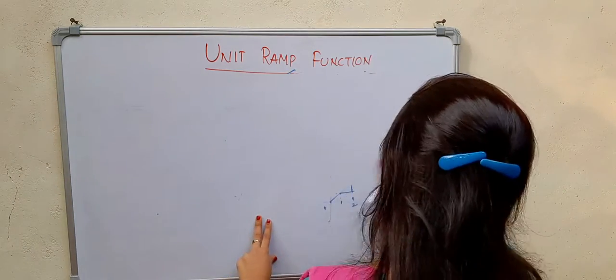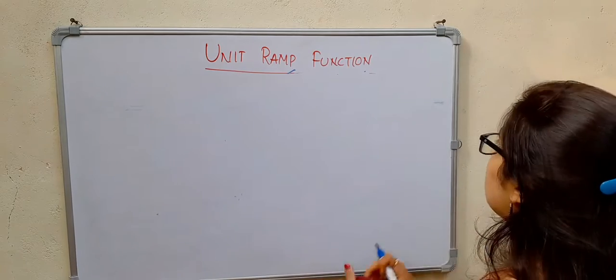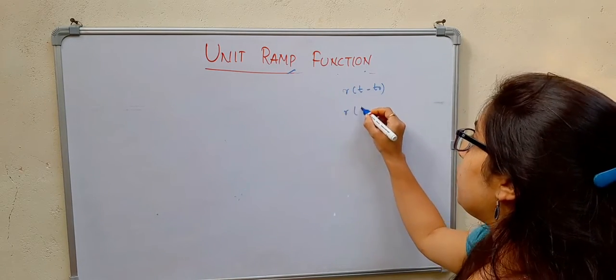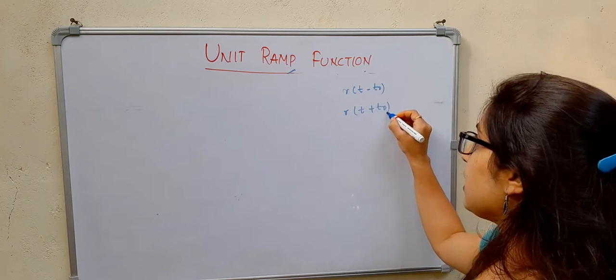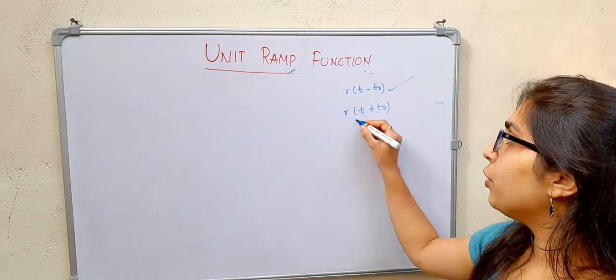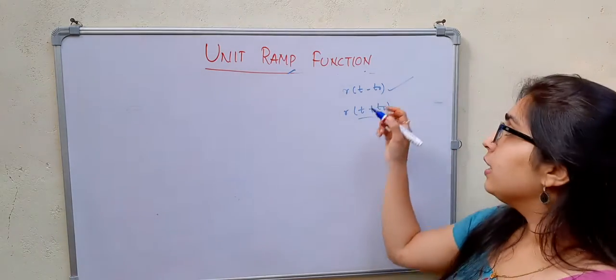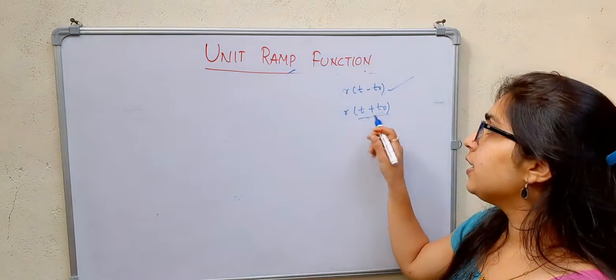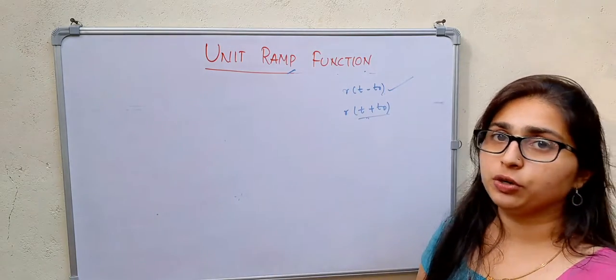Next, if I consider shifting, see, r of t minus t naught, r of t plus t naught. In this case, you are going to get the delayed signal. In this case, you are going to get the advanced signal. Here this is shifted towards the right by t naught units. Here it is shifted towards the left by t naught units.